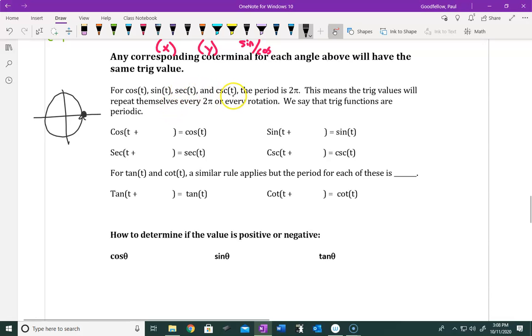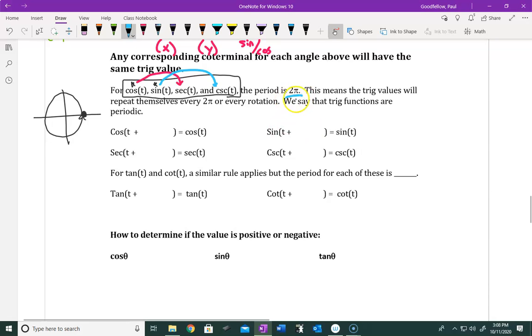It turns out that cosine and sine, specifically those two, I'm going to put a star on these two, have a period of 2 pi, meaning that you have to go all the way around the circle one full time to the same coterminal spot for it to repeat itself. Now, as a direct result, cosine causes secant to be 2 pi as well, and sine causes cosecant to be 2 pi as well too, because they are their reciprocal values.